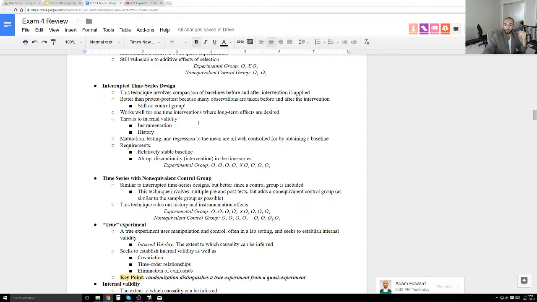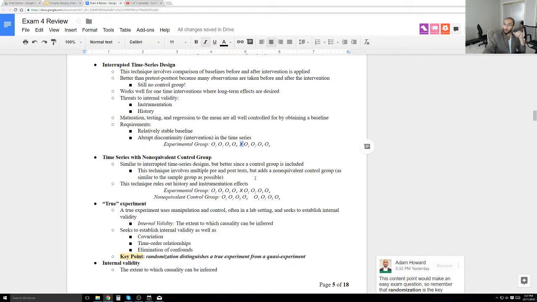Now, this works well for time interventions where long-term effects are desired, but we still have instrumentation and history as threats to internal validity because there are no control groups. But maturation, testing, and regression to the mean are all well controlled for by obtaining baselines over time. The requirements for an interrupted time series design are that we have a relatively stable baseline and an abrupt discontinuity or intervention in the time series, which is represented by the X in the graphical representation that I have here.